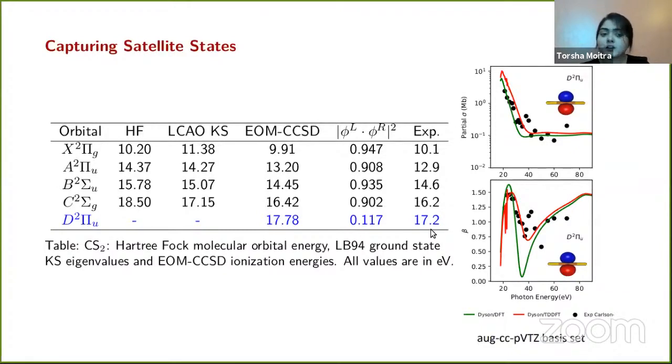By Koopmans' theorem, this should be due to ionization from the 4 sigma u orbital. But the ionization energy corresponding to ionization from this 4 sigma u orbital is much, much higher in energy. Incorporating correlation via the EOM-CCSD Dyson orbitals, we obtain it at 17.78 electron volts. What we see is that the Dyson norm is quite low. This has been identified as a satellite state of pi u character.